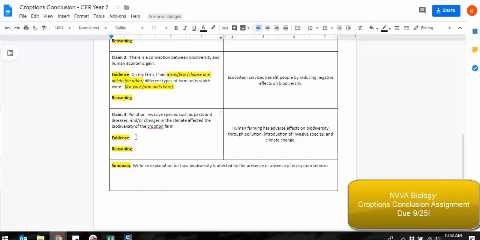Okay? The last part is your explanation. And this is the whole standard we're trying to teach you about how humans are going to impact this biodiversity. By planting these crops and these farmlands, understanding those ecosystem services, how is biodiversity changing as a result of us implementing these different types of services? That is just your understanding of it.